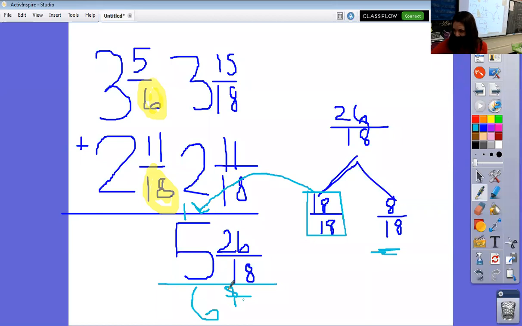Whew. We could simplify it a touch too, but we're still working on that skill. So if you are able to get to 6 and 8/18, that is a really great progress for today. It should be 6 and 4/9 if you reduce it down just a little bit more.